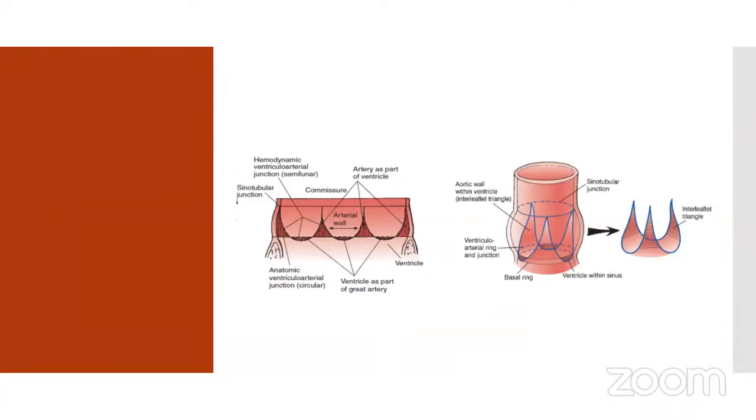Instead of a single annulus, three rings can be distinguished anatomically in relation to the pulmonary valve. So superiorly, we have the sinotubular junction of the pulmonary trunk, which marks the level of the commissure. A second ring exists at the ventriculo-arterial junction. And a third ring is the basal ring, which can be constructed by joining together the basal attachments of the three leaflets.